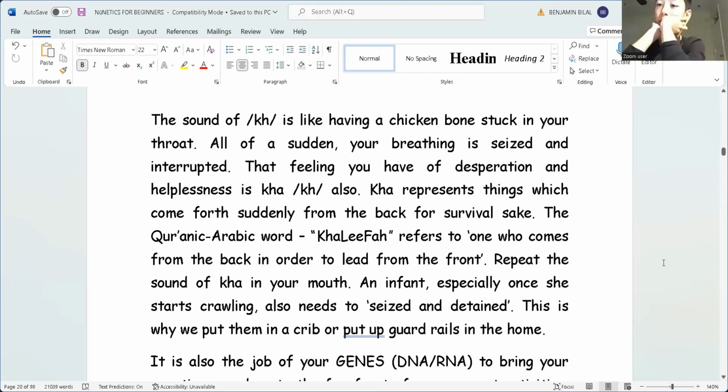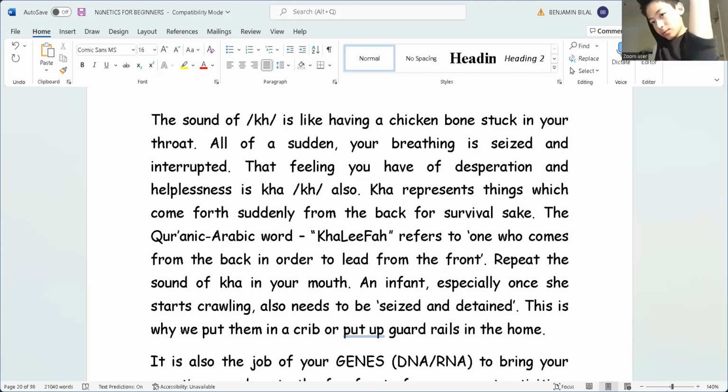An infant, especially once she's crawling, also needs to be seized and detained. I'm sorry, I left one word out here. Give me one moment. Reread it. This is why we put them in a crib or put guardrails in a home.